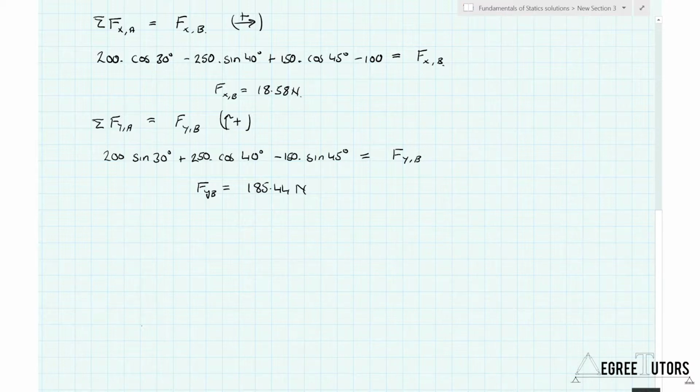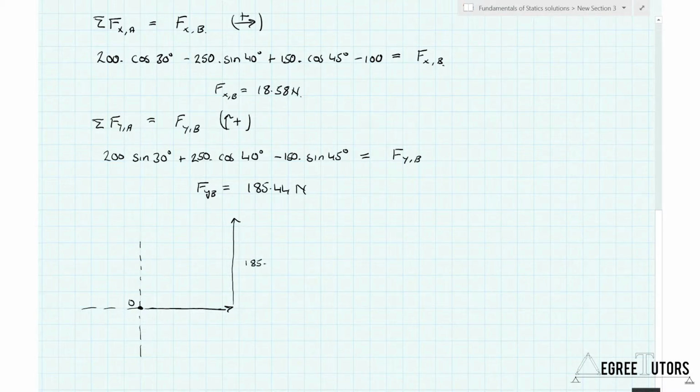So we have a force. This force will be applied at the origin. So we draw on our coordinate system. We have an origin O. Now the horizontal component Fxb was 18.58. So positive indicates it goes to the right. And the vertical component was 185.44. Again, positive indicating upwards. You're only sketching, so we don't need to worry about the scale of these lines. They're clearly not to scale.